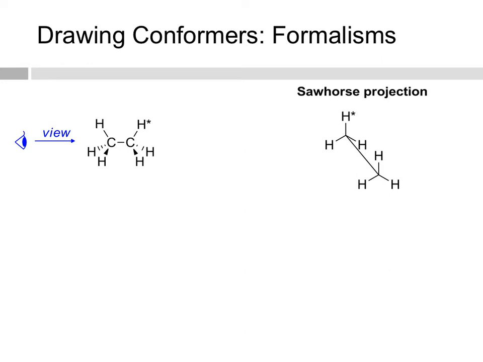We're going to look at this molecule from this angle. So if we look from this angle, this is going to be carbon number 1, this is going to be carbon number 2, and on carbon number 2 we have asterisked a hydrogen just so that we can keep track of it. When you convert it to a sawhorse projection, remember we're looking down this angle.